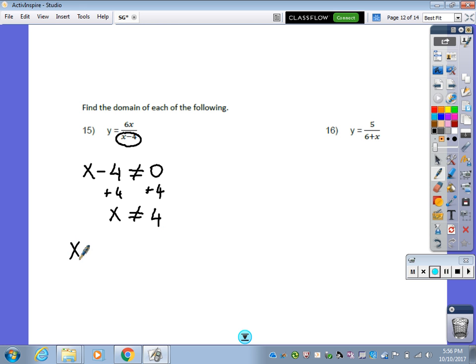I will write x is all real numbers except 4. X can be all real numbers except 4.